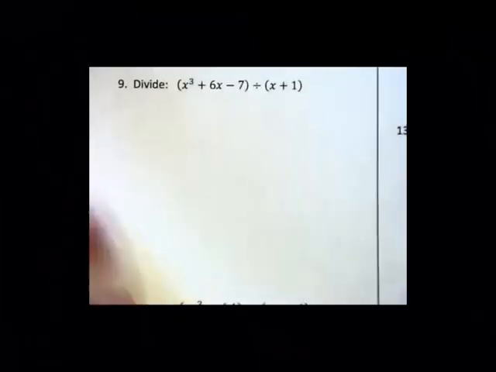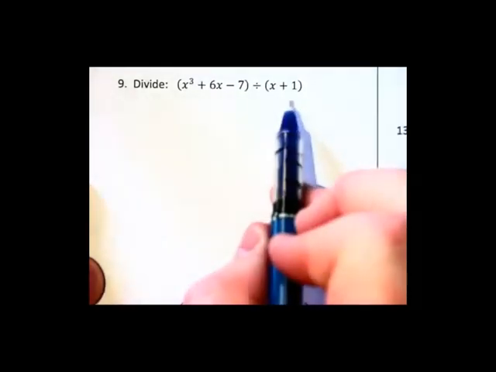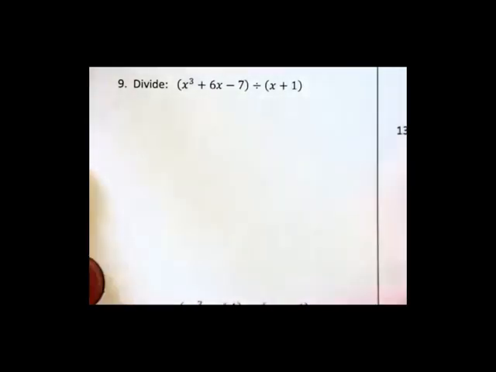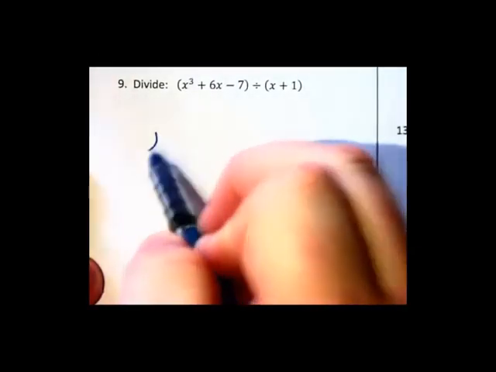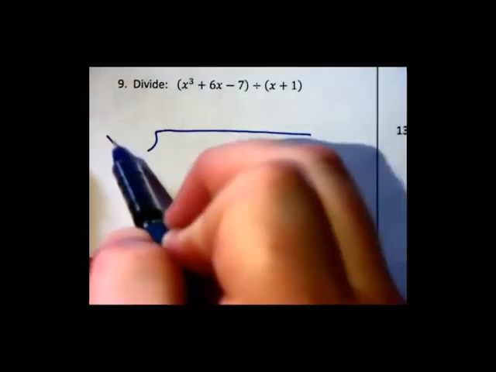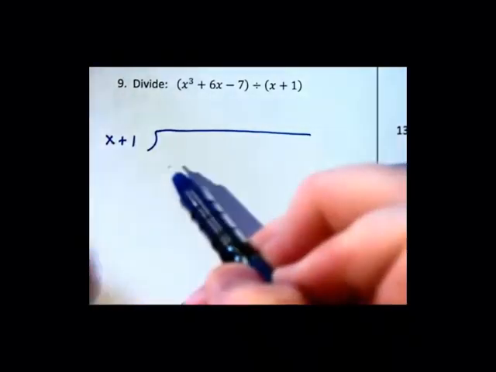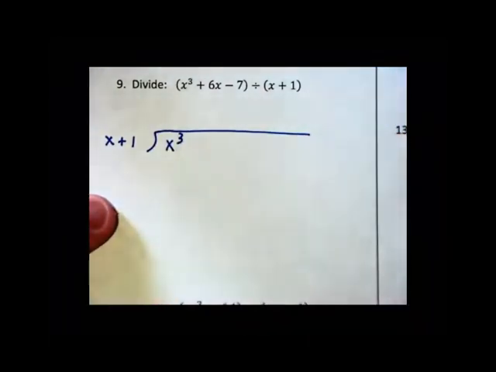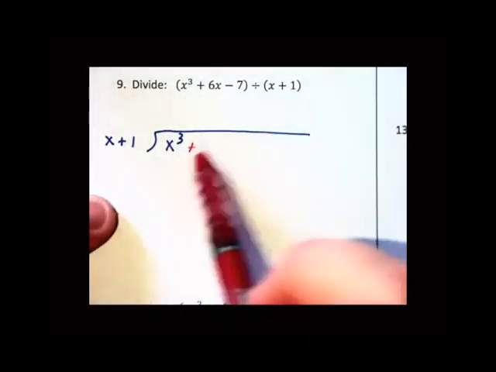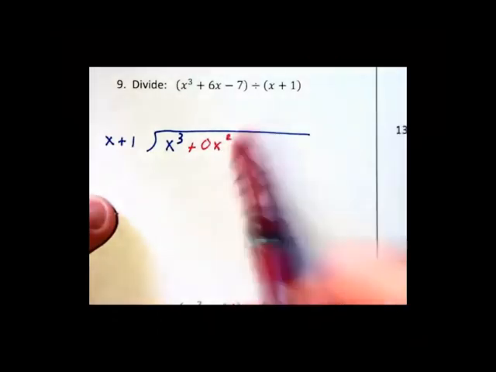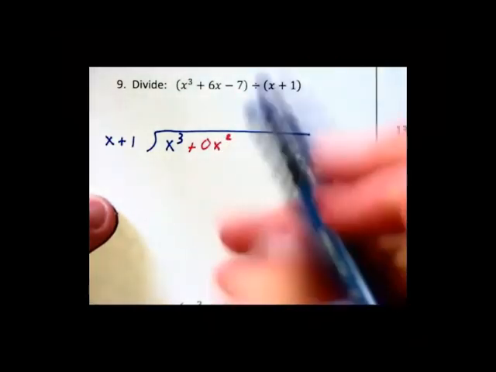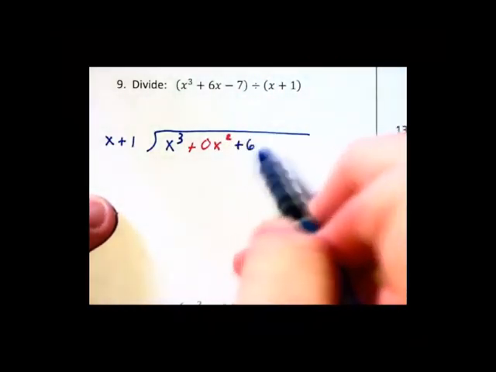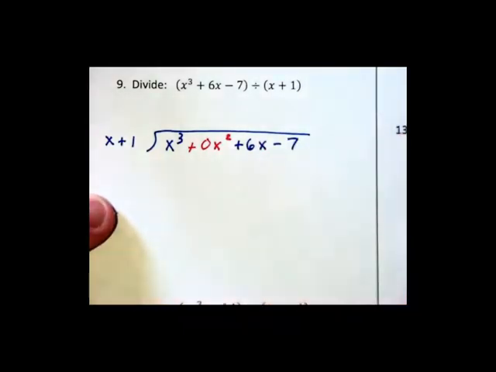See, we're dividing by a binomial, so we can't do what we did in the last problem. This one is going to require that we set up long division. x plus 1 out front, and x cubed. I'm going to insert a 0x squared because there's a missing x squared term there, plus 6x minus 7.